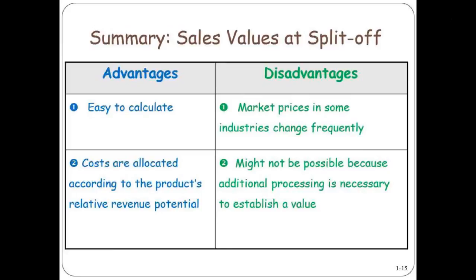So that's pretty much the sales value at split-off approach. Its advantages are it's easy, and the costs are allocated based upon revenue potential. So it's pretty fair. In some industries, market values change, particularly think of oil and gas, and so it would fluctuate. And secondly, sometimes you can't use this method because some products don't have a sales value at the point of split-off. But it is the easiest method.